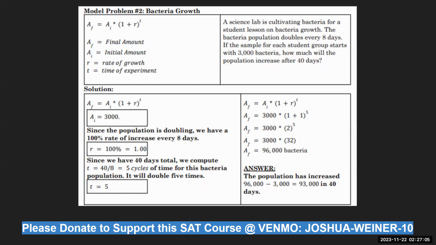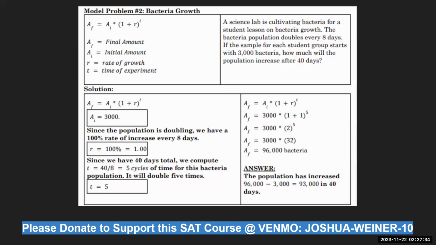Okay, so then that's 5 doublings. And 2 to the 5th is 32. So then 32 times 3,000 is 96,000 bacteria. So, for example, you take that old moldy bread, you put it in the refrigerator, you're like, okay, we'll come back in 40 days. The moldy bread on that plate that was 3,000 units of bacteria now has 96,000 units of bacteria on that moldy bread.